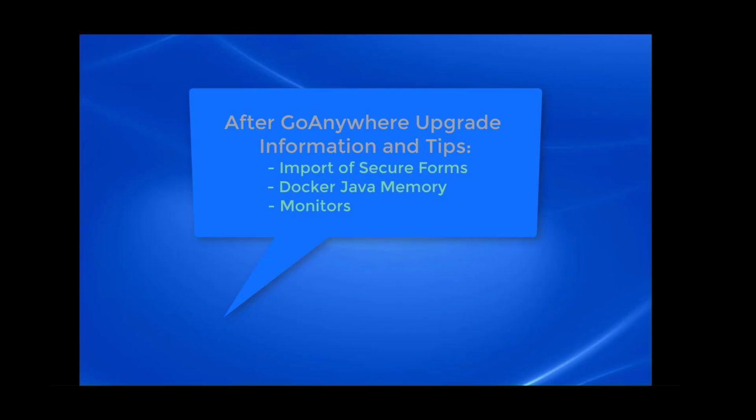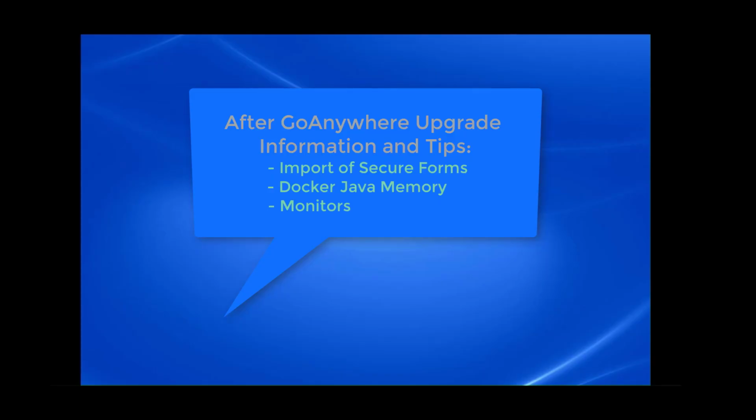After this upgrade, when you import a secure form that was created before version 7.1.0, you will have to re-enter the password that was previously stored. If you deployed GoAnywhere in Docker, you will now be able to set the Java max memory variable, which determines the maximum amount of memory in megabytes allocated for the Java virtual machine. The default value is 1 gigabyte.